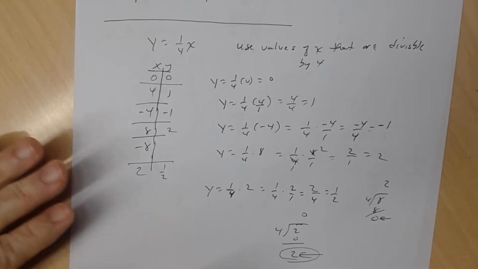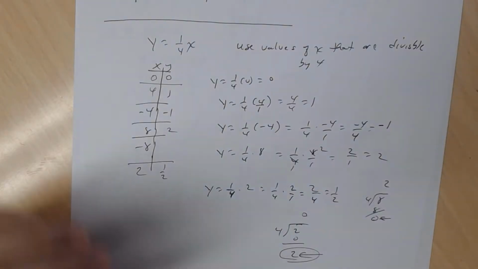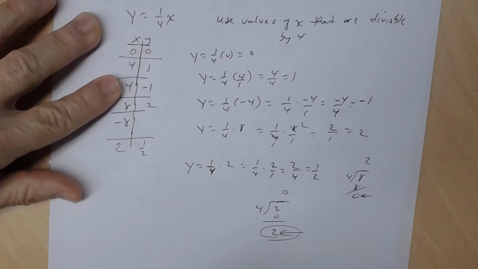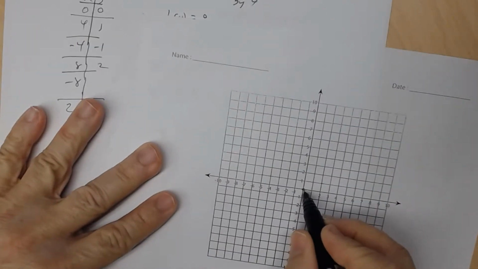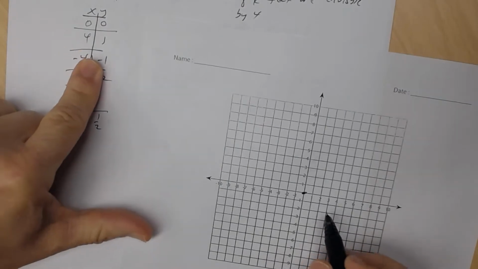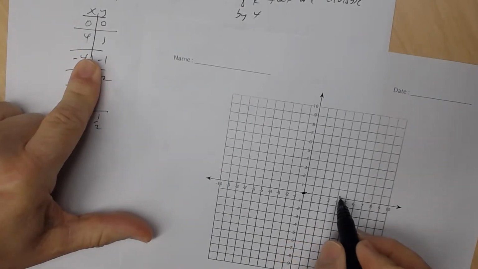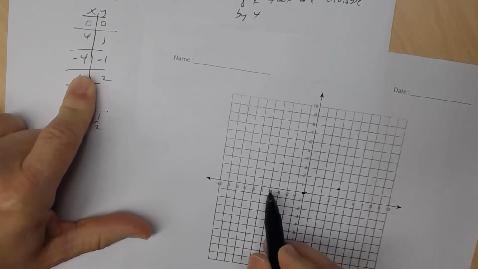Okay. So I'm going to plot those points. Let's go ahead and plot the points. Now I did a few points here. We just need 3 of them. So let's do 3 of them. I have the origin right here. I have the point 4, 1. So I go to the right 4, up 1. Negative 4, negative 1: I go to the left 4, down 1.